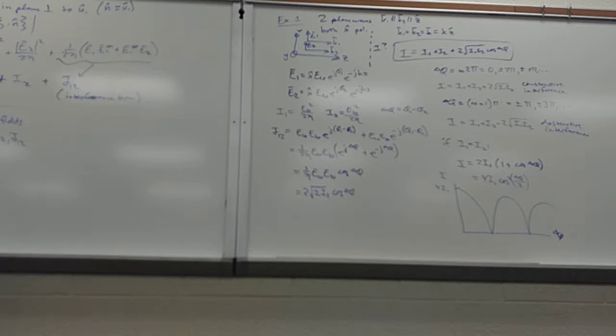E1 dotted into E2 complex conjugate, what does that give me? 0. Right? And the other term, what does it give me? So we have a big fat 0. So the irradiance is the sum of the individual irradiances. The interference term is 0. Why? Because we have two orthogonal polarization states. Moral of the story, orthogonal polarization states do not interfere.